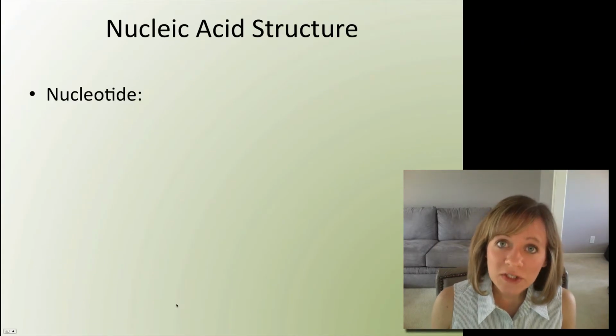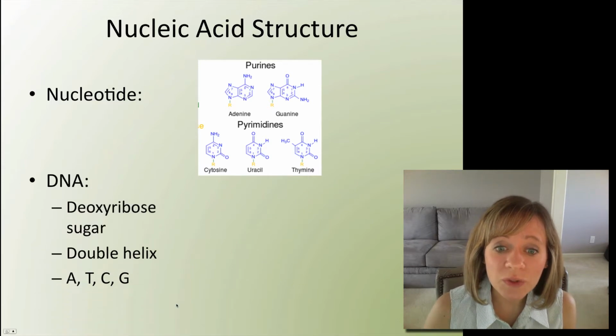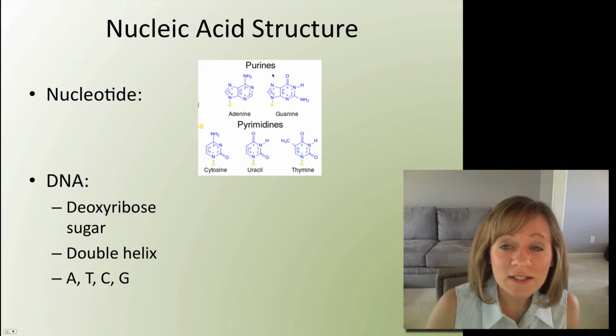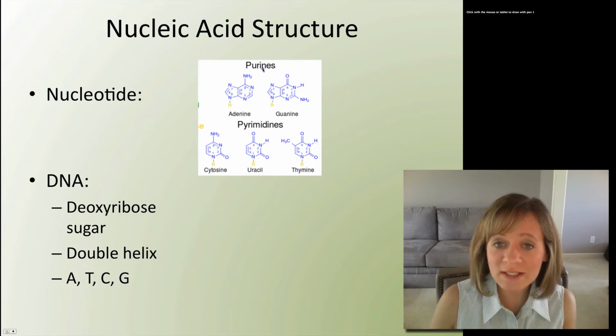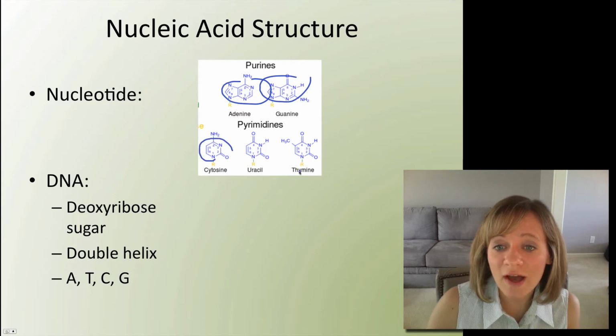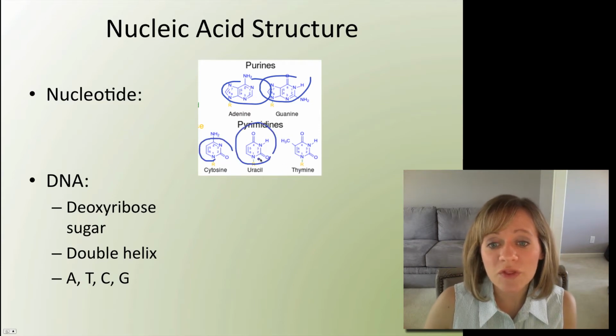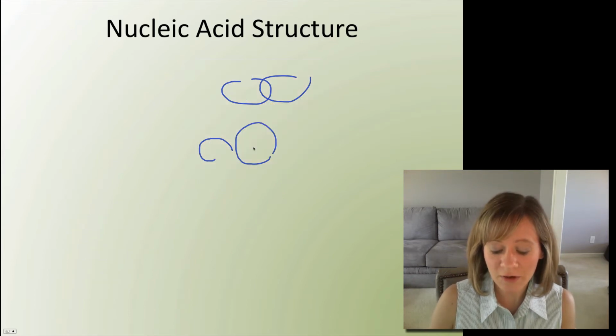And so let's look at nucleic acid structure. In particular, a nucleotide, we've got different types of nucleotides. So A and G, we consider them purines because they have 2 rings. And then the pyrimidines only have 1 ring: cytosine, uracil, and thymine. And so what I'm circling here, these are the nitrogenous bases. So let's go back to this slide here.